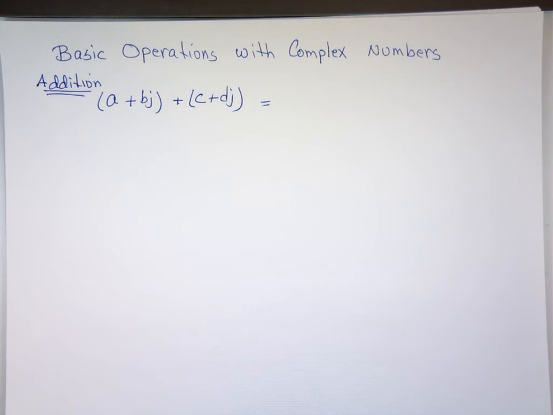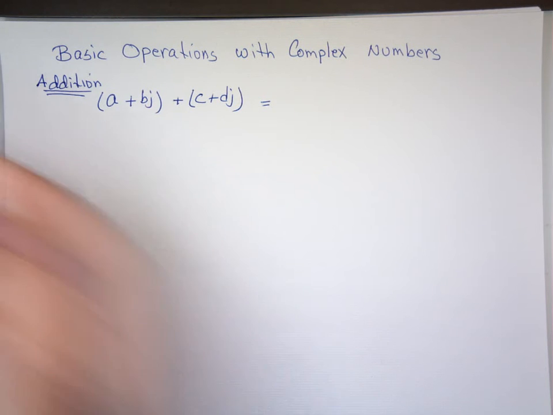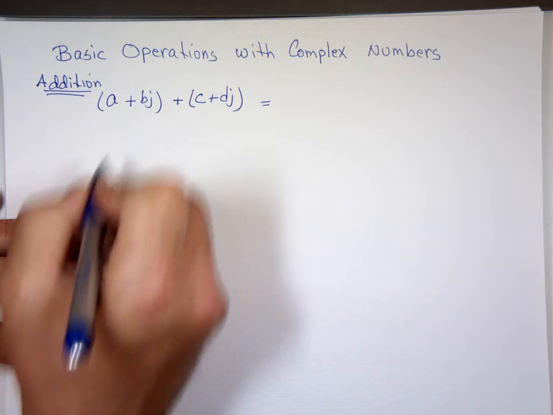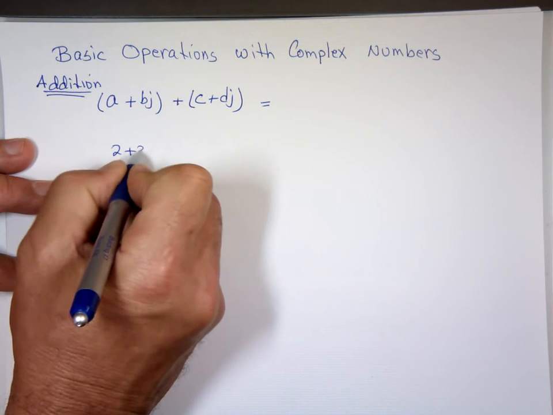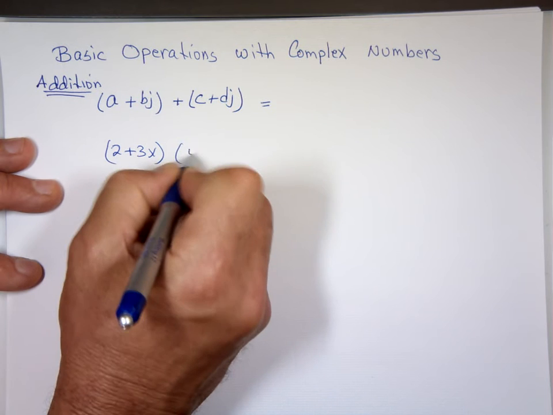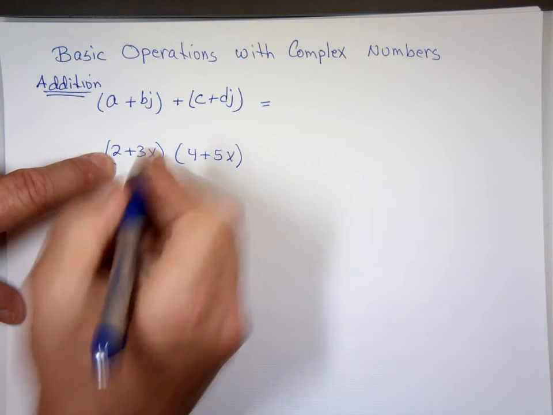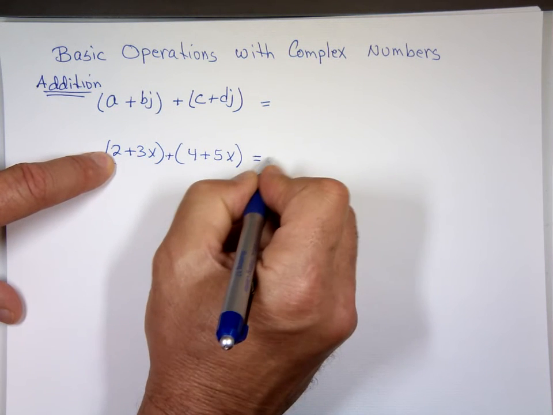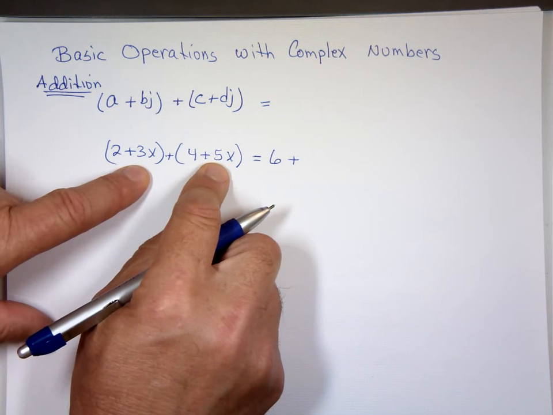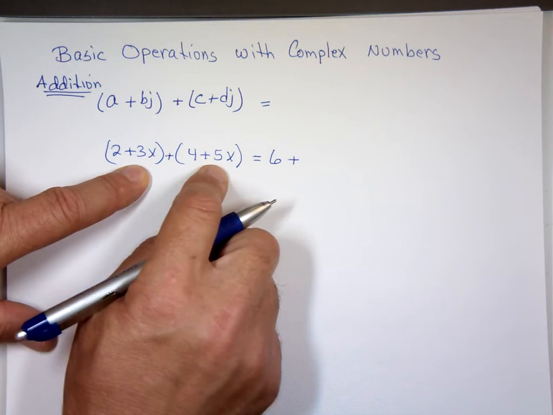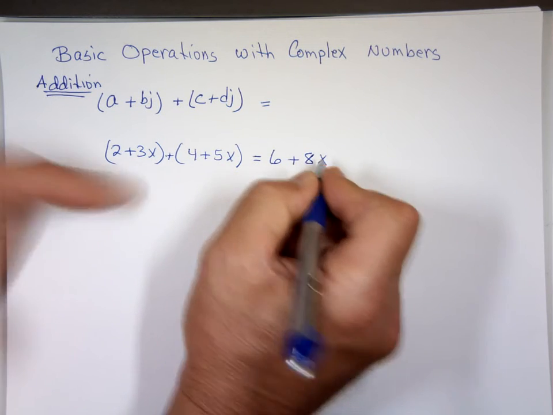Just think about this. If you were to add 2 plus 3x to 4 plus 5x, how would you add them? Don't you add the 2 to the 4 and add the x's together? If I said I want to add 2 plus 3x and add to it 4 plus 5x, you go, I have to collect like terms. I add the 2 to the 4, which is 6, and the like terms 3 and 5, which is 8x.